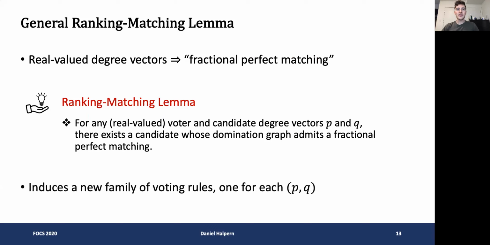This is pretty cool because it actually introduces a new family of voting rules, one for each pair of vectors P and Q. For each P and Q, we can simply pick a candidate that has a perfect matching in this PQ domination graph. So in particular, for our proof of distortion, we use weights where for the voters P, it was equal weight for each voter. And the weights for the candidate was proportional to the number of times they appeared as the top choice.